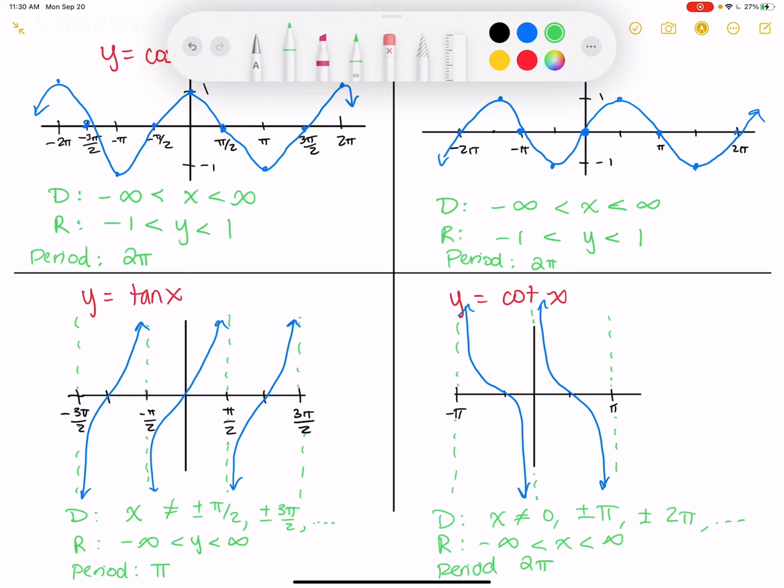Or wait a second. Let me check that. I think I have that written wrong. I'm pretty sure that's pi. Yeah, I have it written wrong. That's pi.